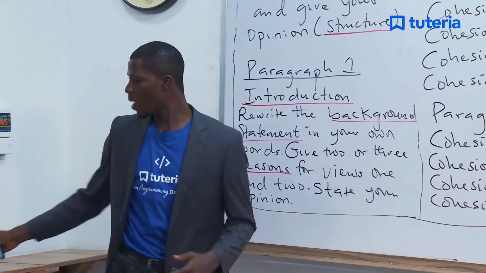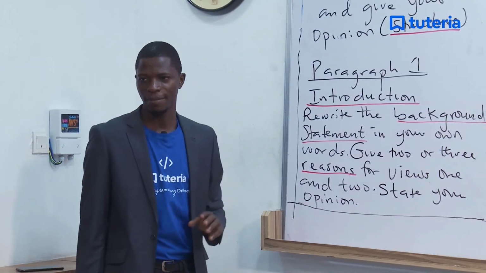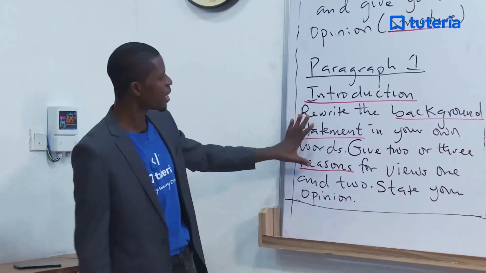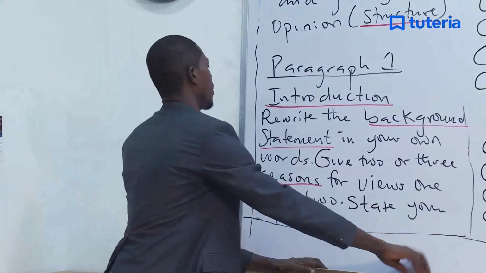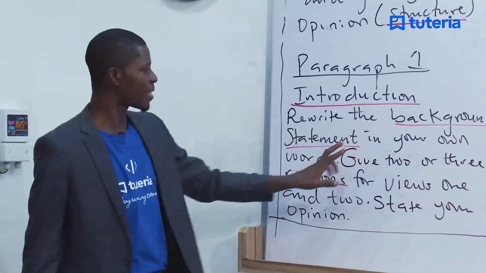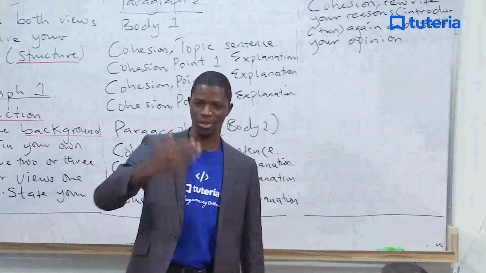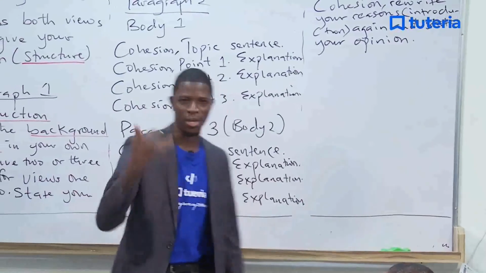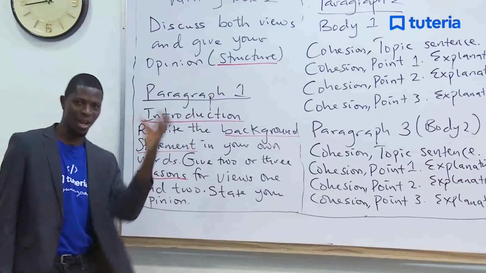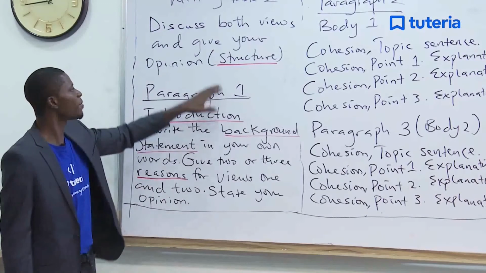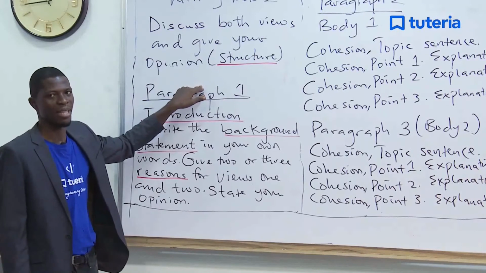Yes. So basically, we're going to apply the same structure. We are writing 4 paragraphs for the 3 of them. The first one is the introduction, which includes your rewrite of the background statement. Now let me tell you about the background statement. The background statement is the statement that comes before the actual question. What's the actual question? Discuss both views and give your own opinion. So it is where the information or the questions are formed. I get what I'm saying?